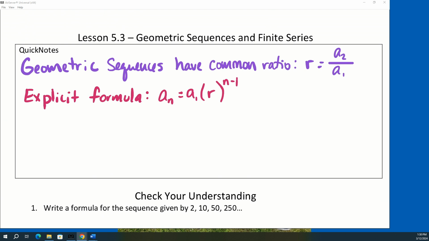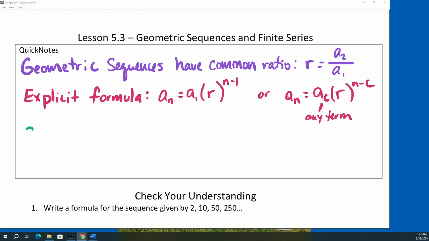Can you do this if it's not the first term that you know? You still could. So you could also do any term, so like a sub c. And then instead of raising it to the n minus 1, what would you raise it to? The n minus c. So whichever term that is, just subtract that from n. You don't see that formula a ton, but I like that formula. It comes in really handy. So you can do that with any term.